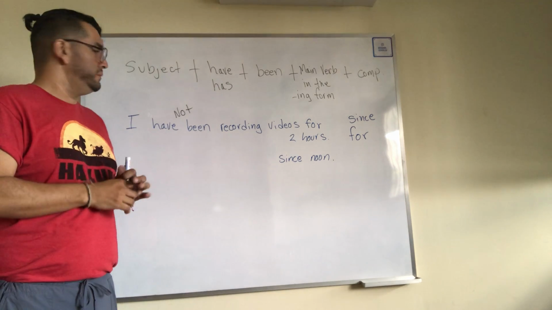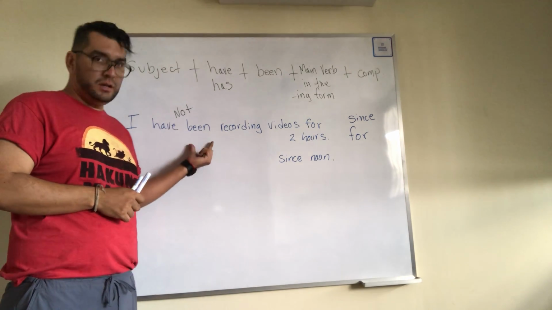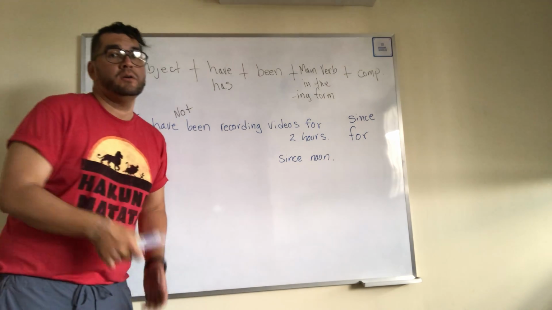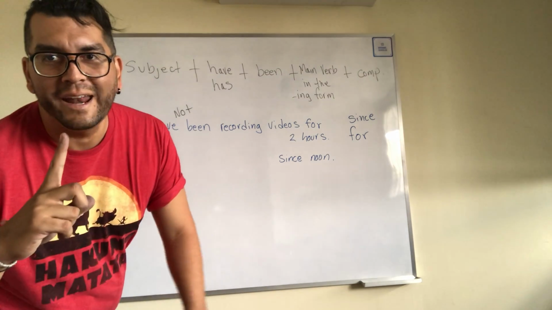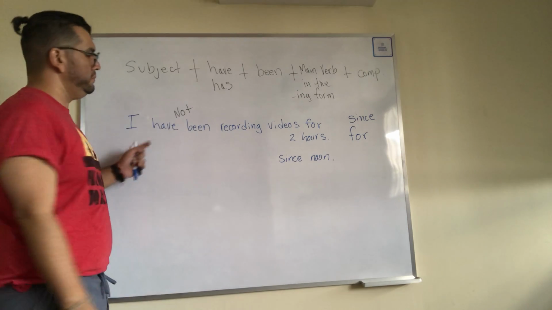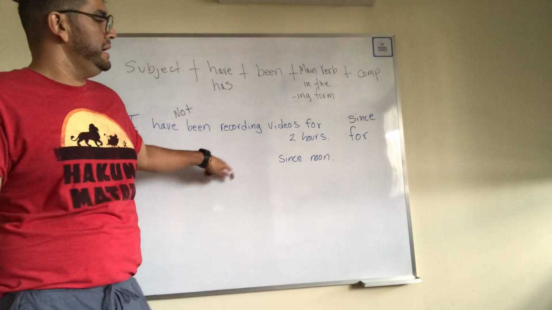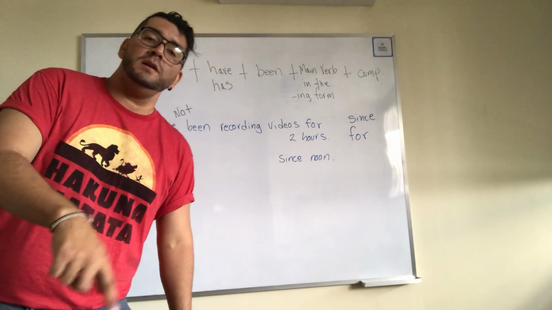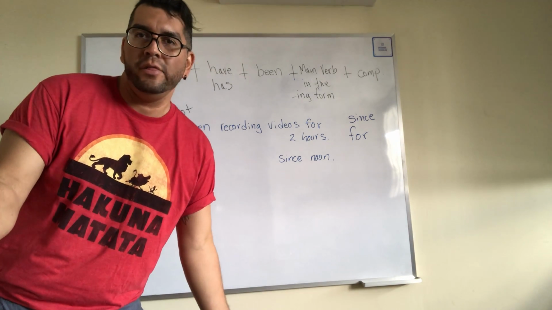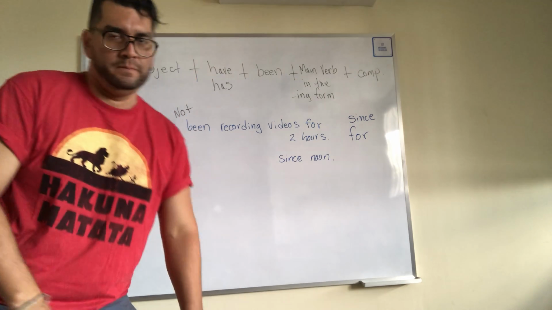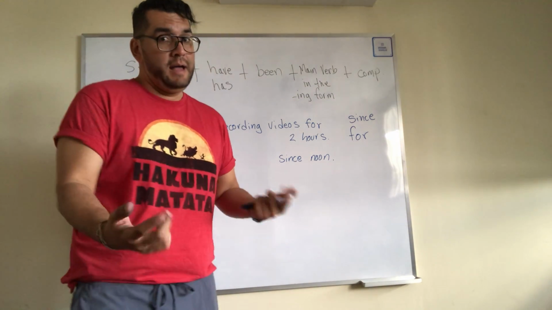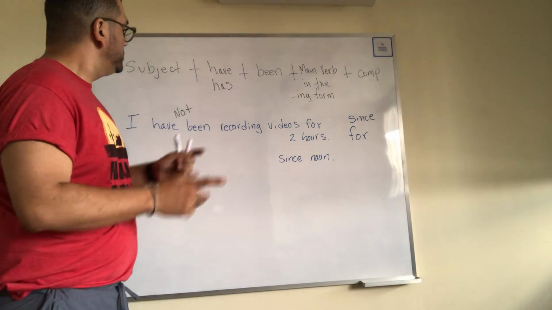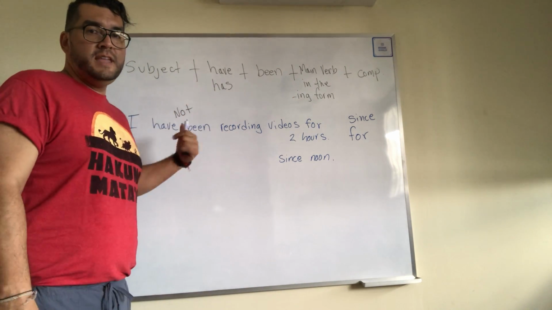So it's going to be, I have not been recording videos for 2 hours. I have been recording videos for 1 hour and a half. Okay? So I have not been recording videos since noon. I have been recording videos since 12:30 or 1 p.m. No, 9. Okay? Actually, I have been recording videos since noon. So that's how we make the negative sentence.